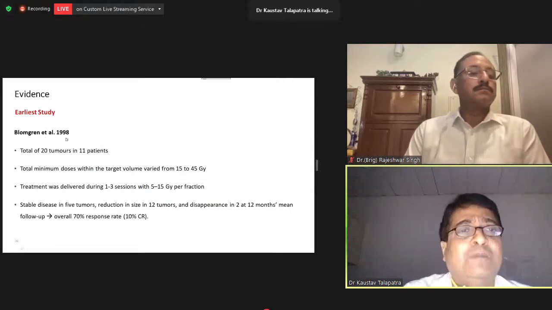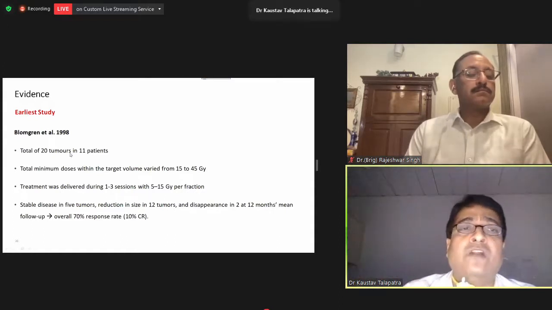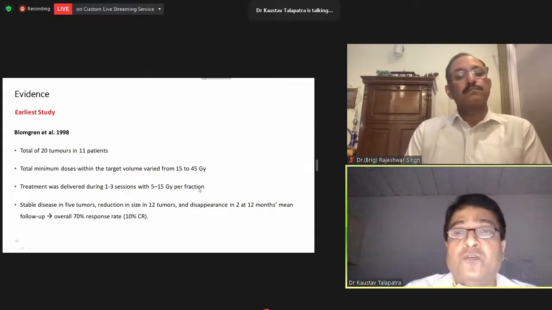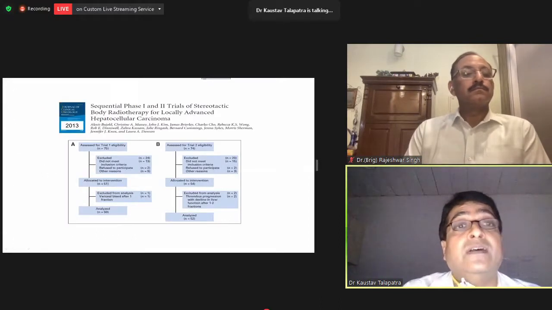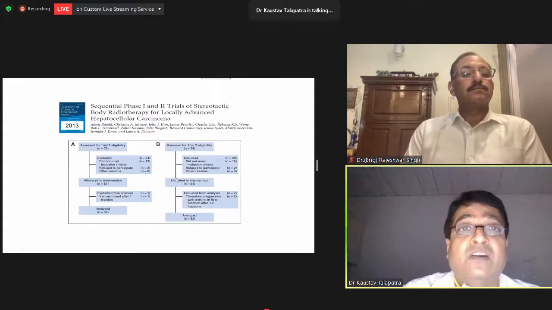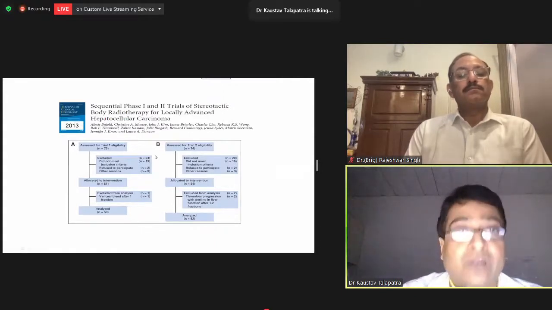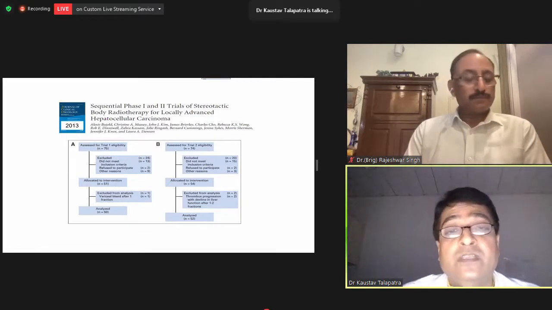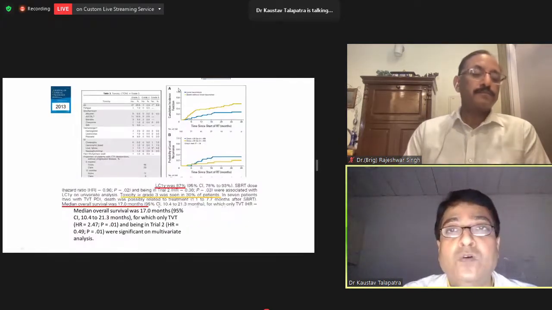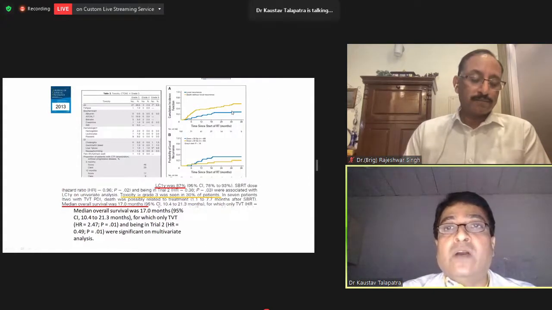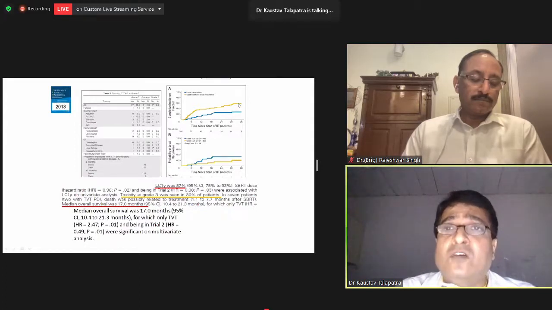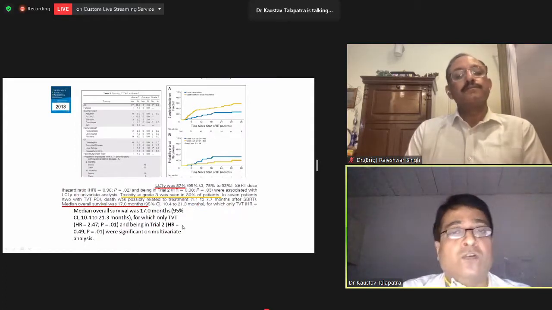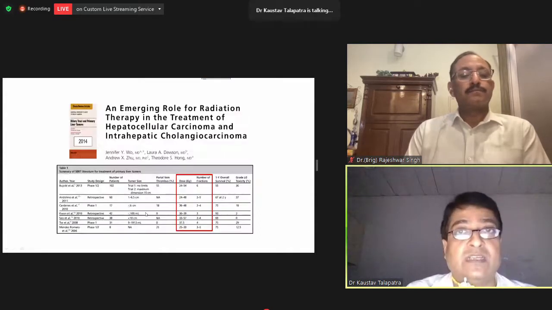This was the earliest when it began. Blomgren in 1998, total of 20 tumors in 11 patients. Treatment was delivered in 1 to 3 sessions with 5 to 15 Gray per fraction, and the overall response rate was 70%. Then in 2013, the landmark study, a sequential phase 1 and phase 2 trial, they enrolled 50 patients in phase 1 and 52 patients in phase 2. If you see in phase 2, the local recurrences were much limited, and even death without local recurrences, the graph was good. The median overall survival was 17 months.